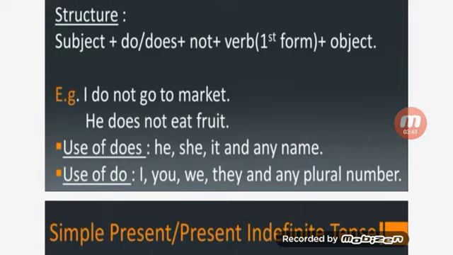So in first sentence I told you we count I in plural, so we have used here do with it. Okay, next sentence is he does not. He is singular, that's why we have used here does.